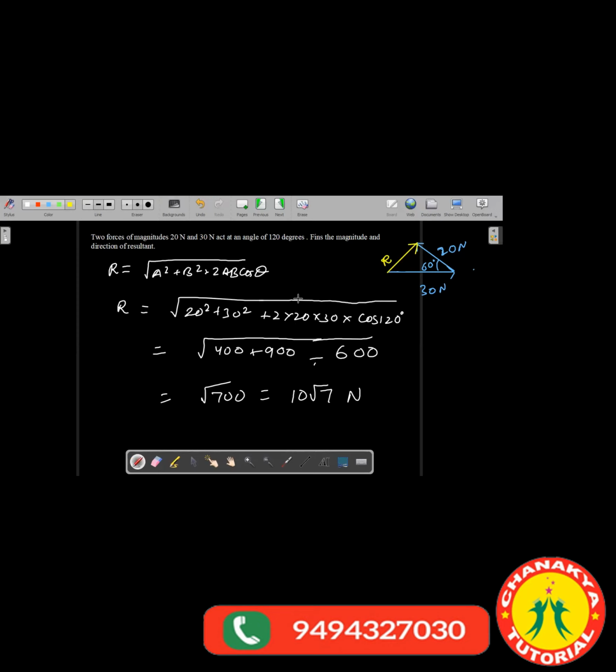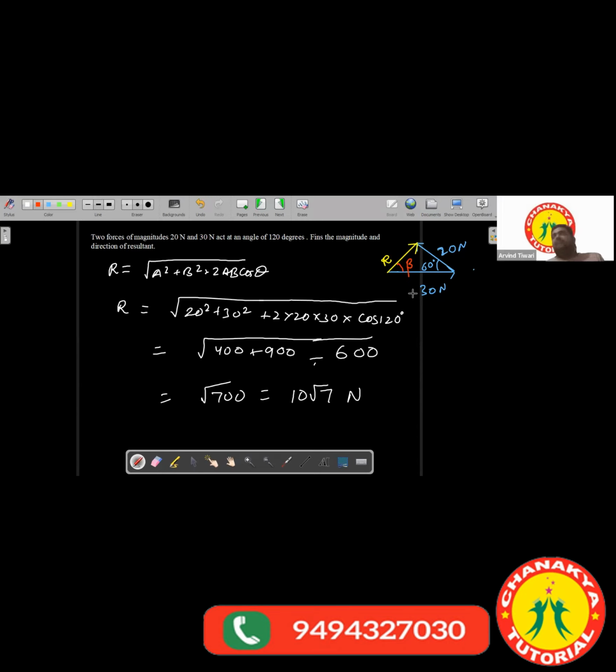How do we show that this is the direction? We will find out this angle. Currently, we have not found out the direction. We will say let this angle be beta, and we will find out the value of this angle and take it as the trigonometric ratio. Now, how to find out this angle?